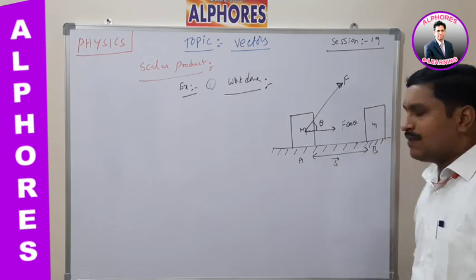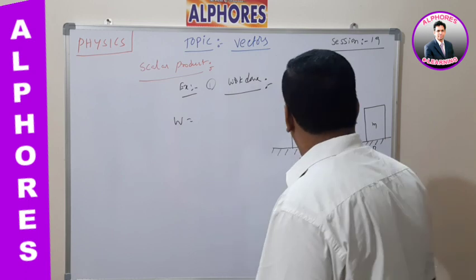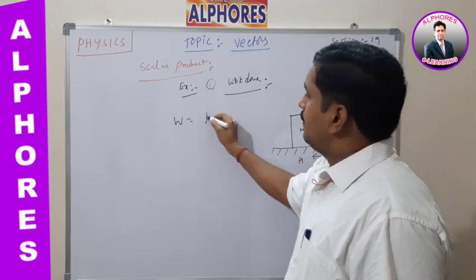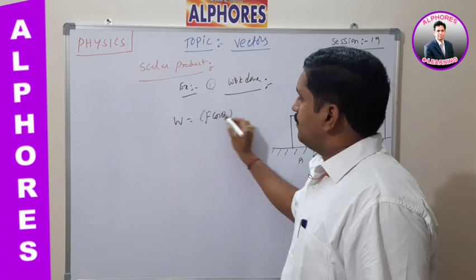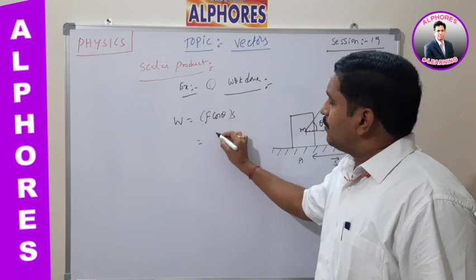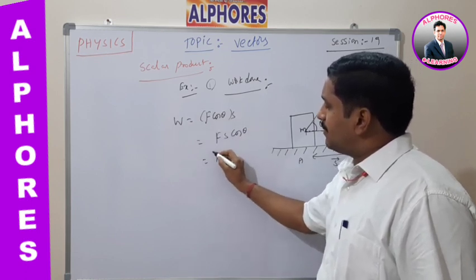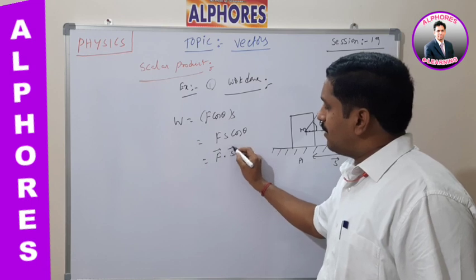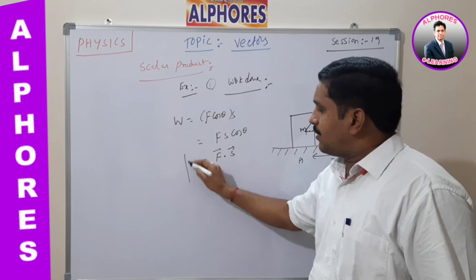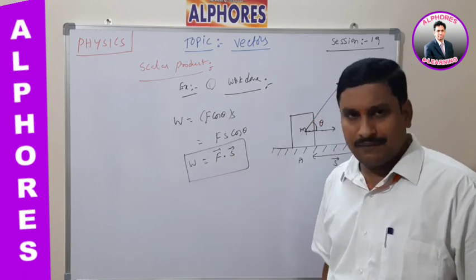From this diagram, as per the dot product of vectors, work done is equal to the component of force times displacement, that is F cos theta into displacement. Listen carefully. This can be written as F s cos theta. As per the concept of dot product, this is F bar dot S bar. So the definition of work done is force vector dot displacement vector.